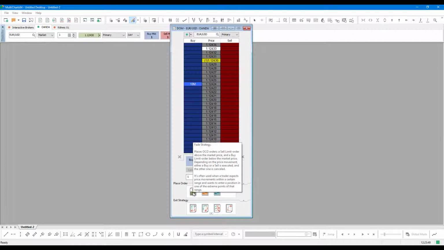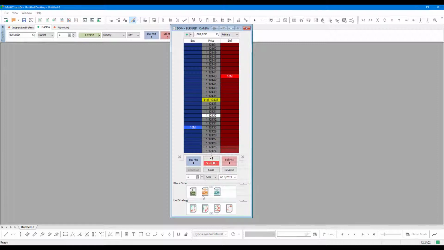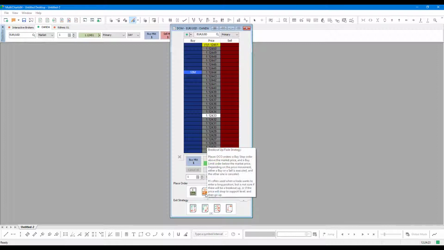Here we have fade strategies. So again, this is an OCO. It's pretty similar, except this time you're using sell limit orders above the market price and buy limit orders below. So essentially, MultiCharts makes it very convenient. They have a bunch of different advanced order strategies that pretty much combine and use a combination of other advanced order strategies, as you may know or may have seen on other platforms, such as OCO, stop loss, stop limits, things like that. And they give you a bit of a twist on each of the different ones here. Again, if you need to, just hover your mouse over any of the options and it'll go over those.